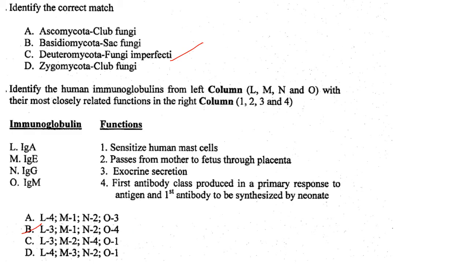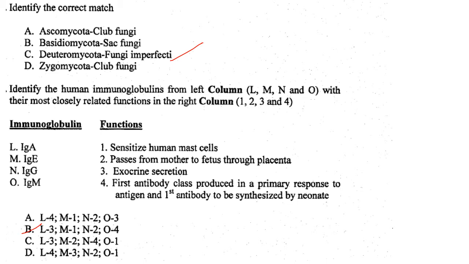Then next one. Identify the correct match. So club fungus. Is Ascomycota club fungus? No, club fungus is Basidiomycota. Then is Basidiomycota sac fungi? No, sac fungi is Ascomycota. Deuteromycota is fungi imperfecti. That is correct. So Deuteromycota fungi imperfecti is the correct match. Then Zygomycota is terrestrial fungus. So answer is option C.